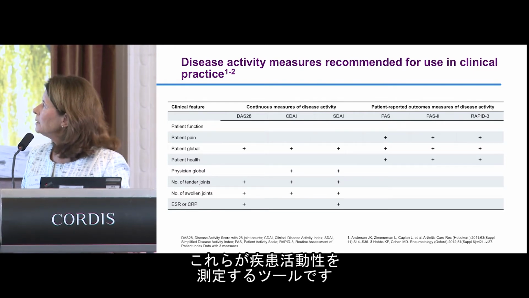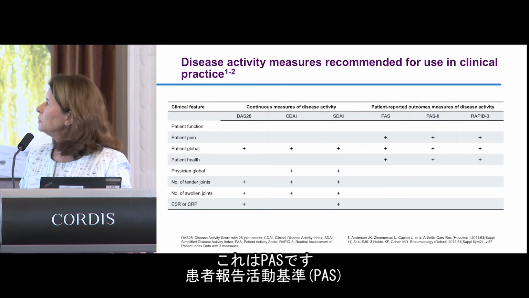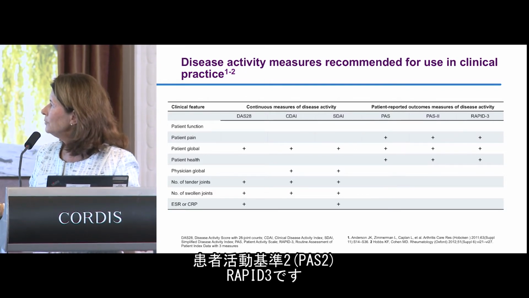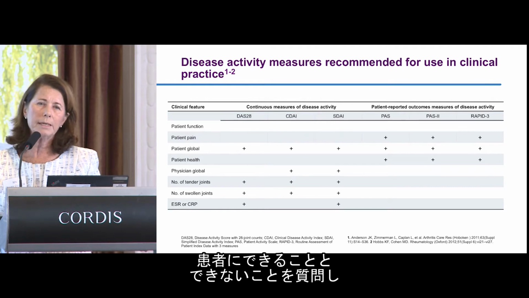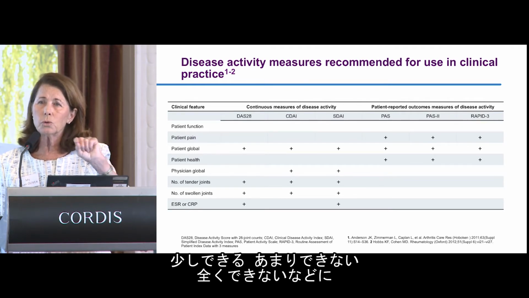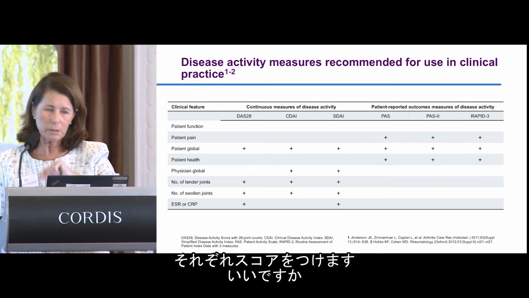And then with that, those are the disease activity tools, and this side are the outcome measure tools of disease activity, which are patient reported. So this is the PAS, patient reported activity scale, and patient activity scale 2 and RAPID 3. These are all very similar if you look at them. They're asking patients about what they can and can't do, and they score it, and they give a score about whether I can do it a little bit, not very well, can't do it at all, okay?